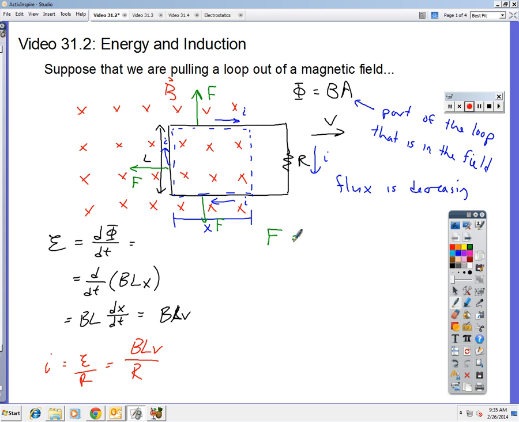And the magnitude of that net force is ILB, which means that you have to do work. In order to keep the loop moving out of the field, you have to keep pulling it. And that means there's some energy transformations going on, because work always involves changes in energy.